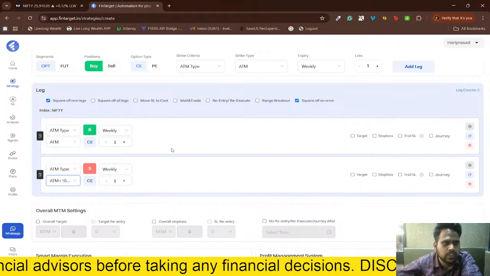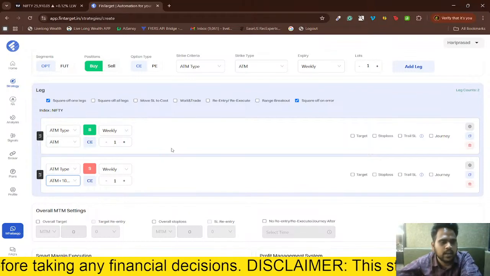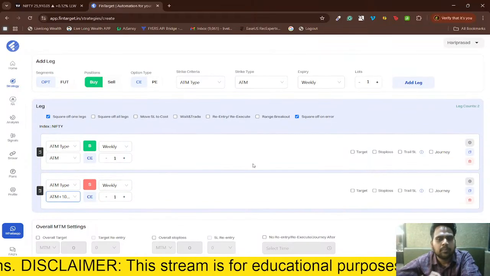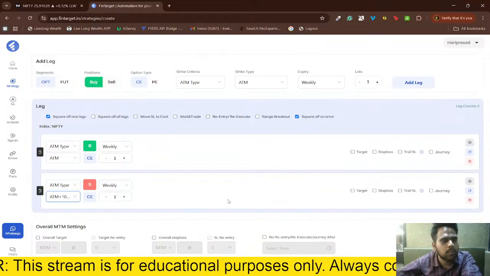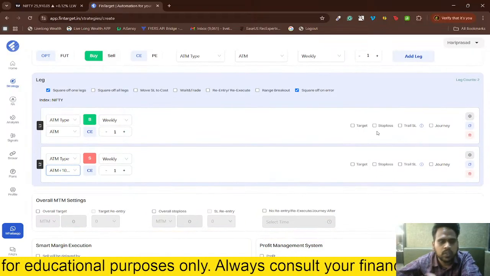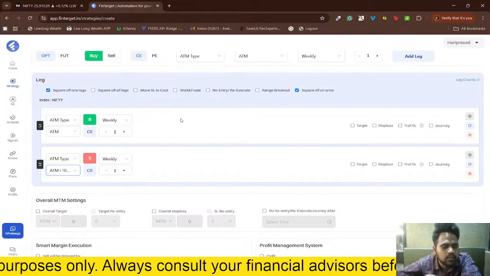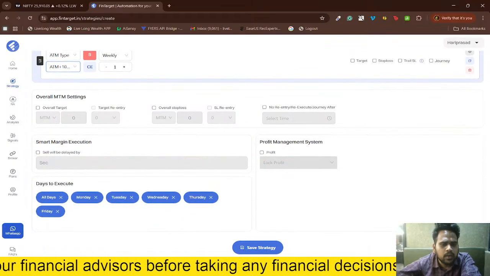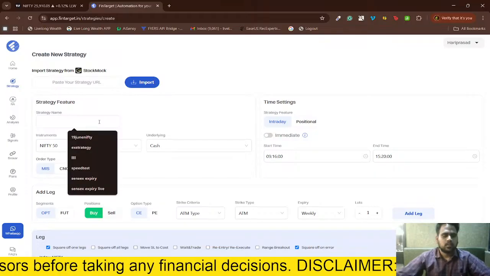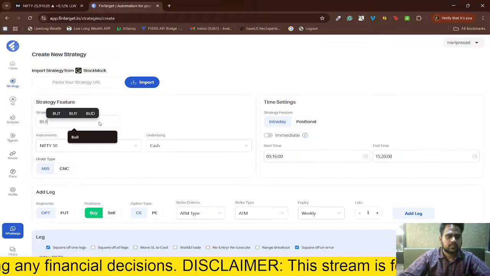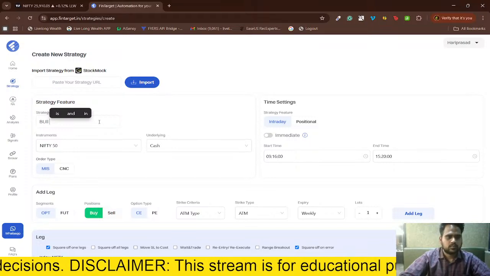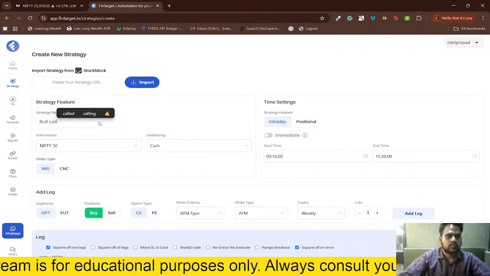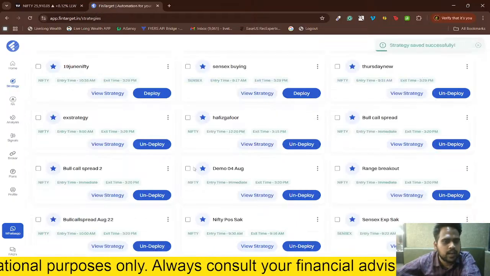At the money premium, you need to check how much it is. According to that, if it's 100 and this is 30 or 50, your loss will be 50 rupees here. So this is already a predetermined strategy. No need of keeping a stop loss and target over here. If you want, you can keep them individually, but it comes with a target and stop loss. So this is how it works. Now we will name it bull call, and save the strategy.